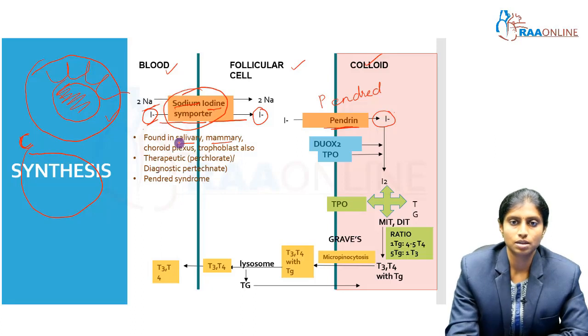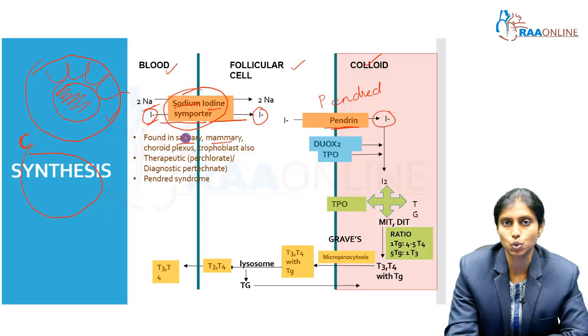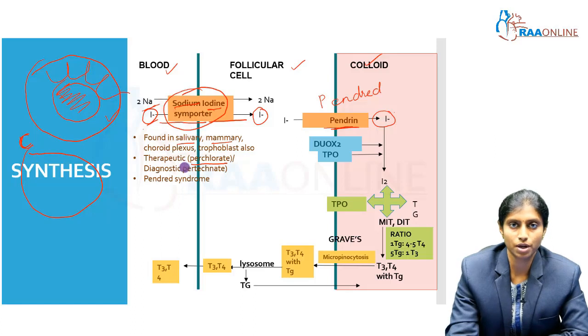The most important thing with regard to understanding the sodium iodine symporter is that this is the one which is involved in the transport of perchlorate, which is therapeutic. That is, in case of thyroid storm, we use this perchlorate, which has to get transported into the follicular cell to exert its effect. That is mainly by the sodium iodine symporter. Also, as a diagnostic procedure, we use pertechnetate to diagnose certain disorders of the thyroid gland. That is also transported through the sodium iodine symporter. Pendred syndrome I have already discussed.